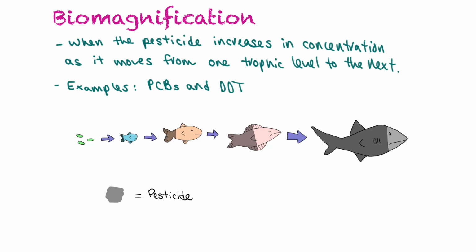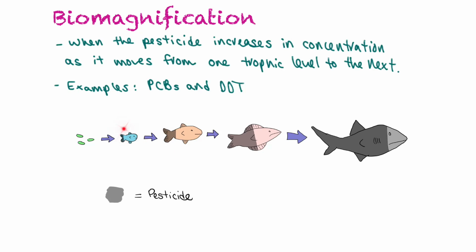Biomagnification is when the pesticide increases in concentration as it moves from one trophic level to the next. So when we learned about energy passing along, only about 10% passes on to each one. All the pesticide gets passed on. So if we had some plankton here that somehow got exposed to some pesticide, and this little fish eats the plankton, a whole bunch of them, those will all add up. The shaded part here shows how much pesticide is in that fish.